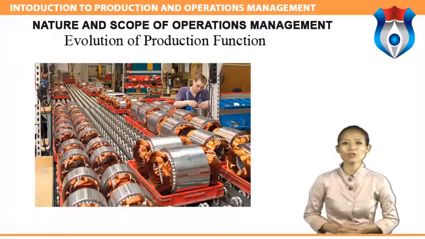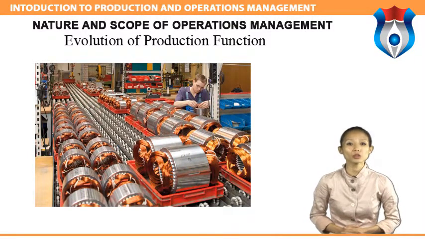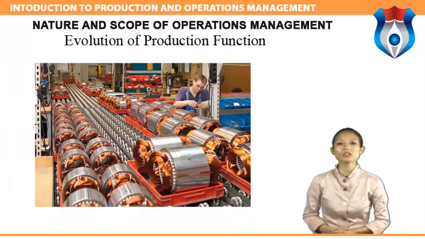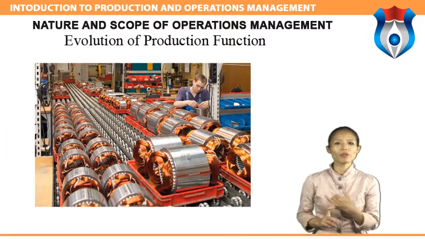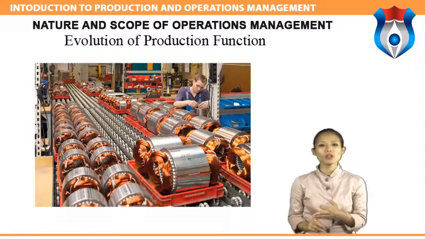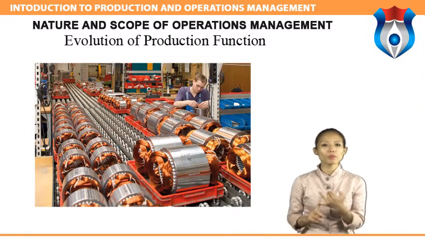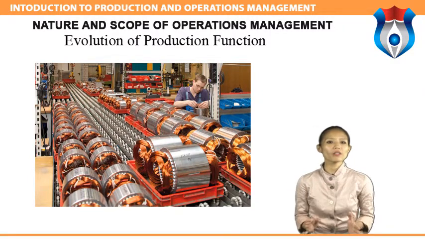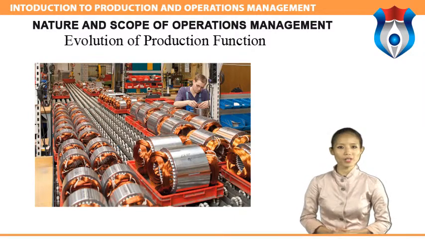Evolution of production function. In order to trace the evolution of production function, we identify six historical developments: the Industrial Revolution, scientific management, the human relations movement, operations research, computers and advanced production technology, and the service revolution. A brief explanation of each stage is as follows.